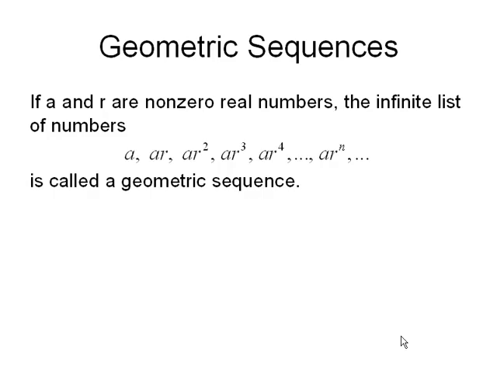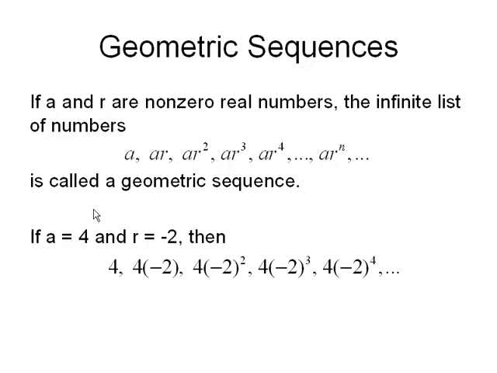In order for us to talk about annuities, the first thing we need to learn about is geometric sequences. If A and R are non-zero real numbers, the infinite list of numbers A, AR, AR squared, AR cubed, AR to the fourth, continuing up to AR to the n and beyond, is called a geometric sequence.